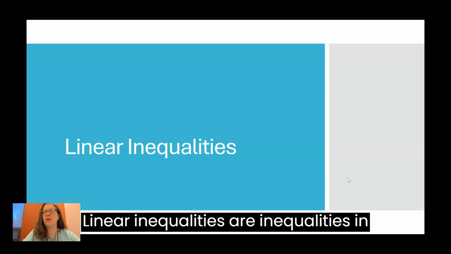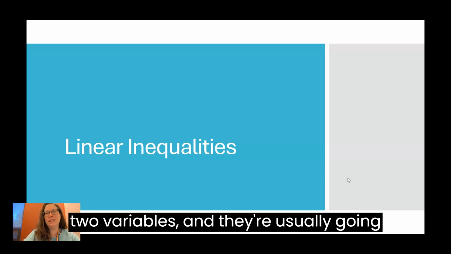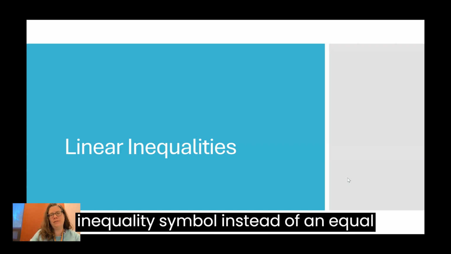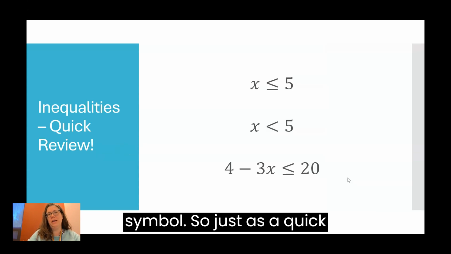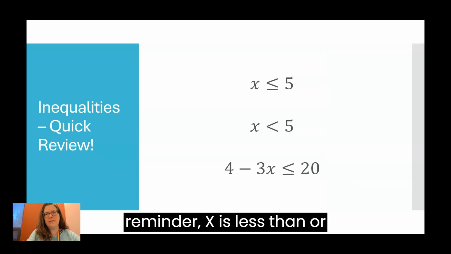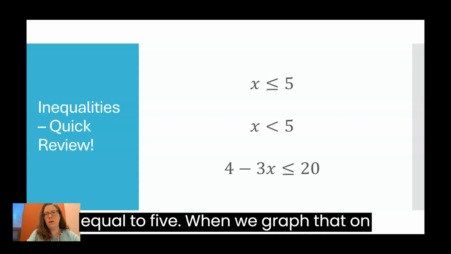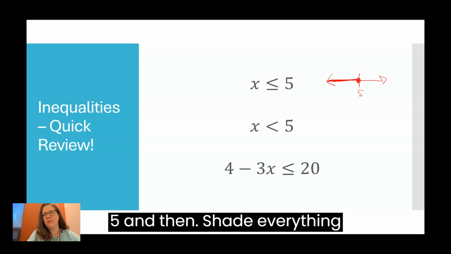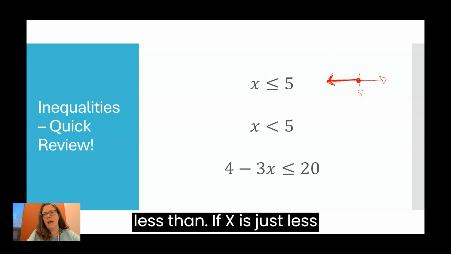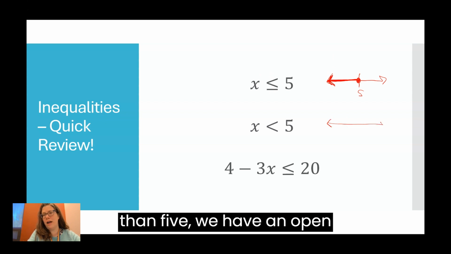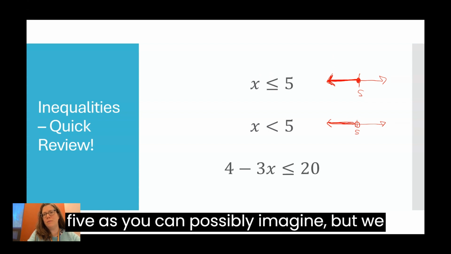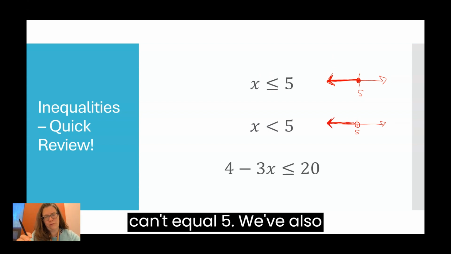Linear inequalities are inequalities in two variables, and they're usually going to look a lot like the linear equations we're used to, but they'll have an inequality symbol instead of an equals symbol. So, just as a quick reminder, x is less than or equal to 5. When we graph that on the number line, we fill in the dot at 5 and then shade everything less than. If x is just less than 5, we have an open dot at 5 because we can get as close to 5 as you can possibly imagine, but we can't equal 5.